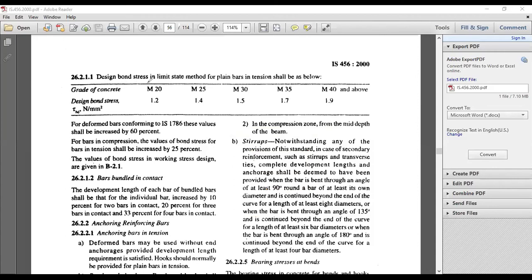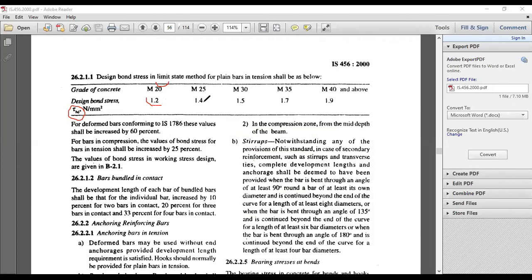26.2.1.1 design bond stress in limit state. Here the grade of concrete is given and different values of tau BD are given, in Newton per mm squared. Our grade of concrete is M20. And what is the value for M20? It is 1.2.